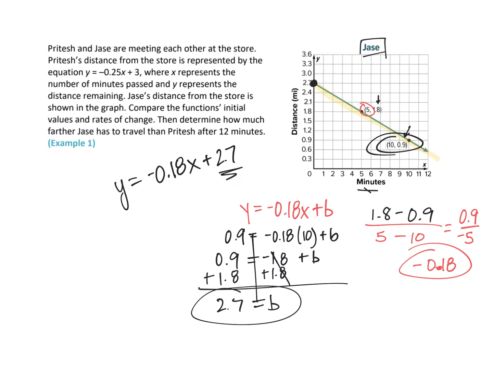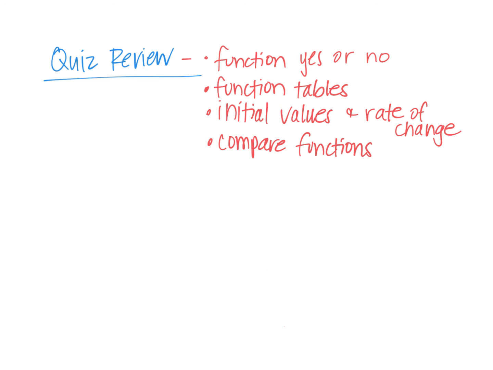That means he started 2.7 miles away from the store, and he's traveling 0.18 miles per minute, because he's getting closer and closer to the store, so that's why it's negative. I'm not going to solve the rest of the problem, but I just wanted to show you that.